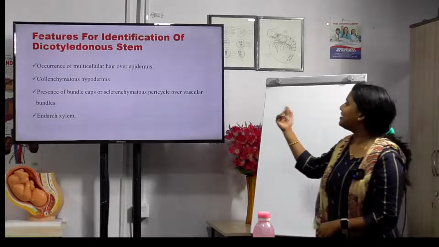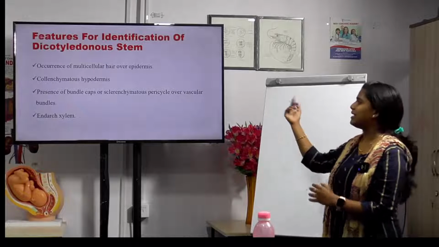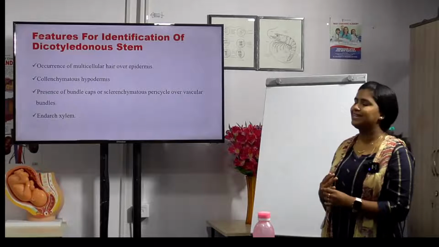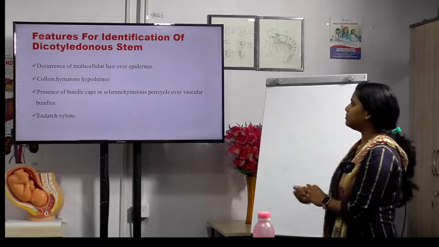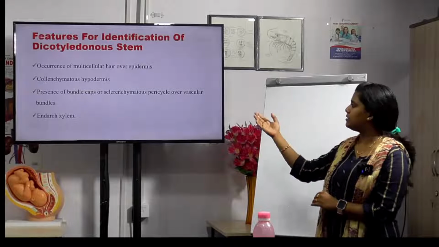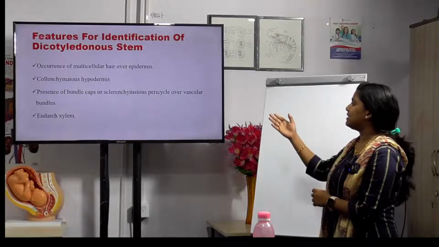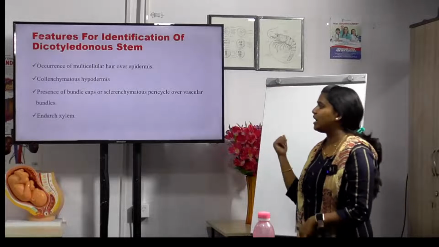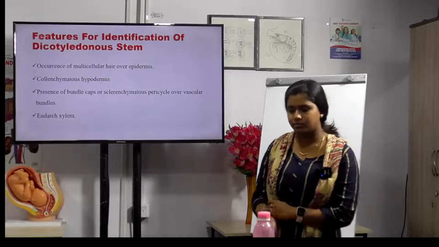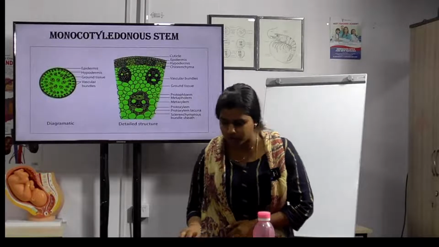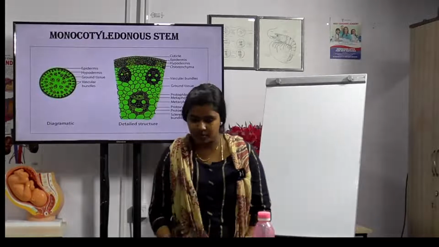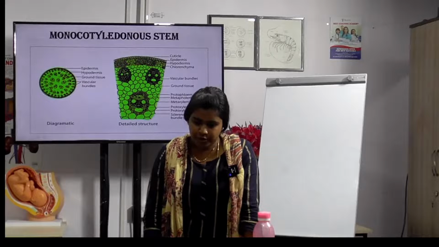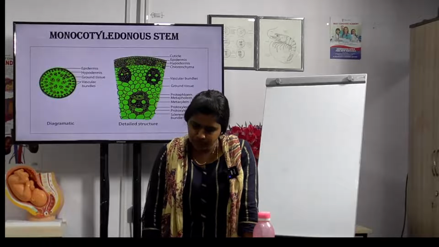Okay, and how to identify a dicot stem: they have a multicellular hair-like epidermis, collenchymatous hypodermis, and presence of bundle caps or sclerenchymatous pericycle over the vascular bundles, and endarch xylem. Yes, okay, now monocotyledonous stem.